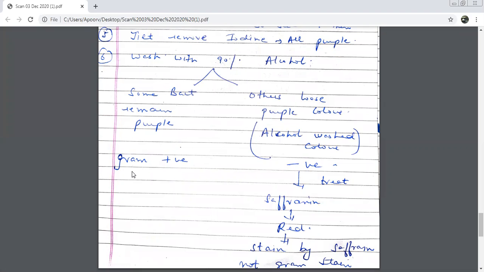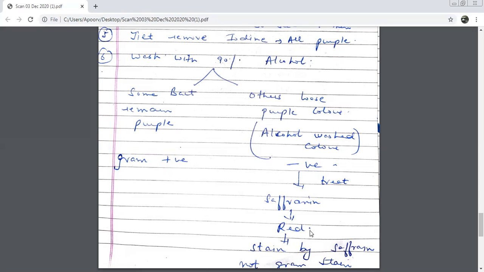What was the name of this person, Gram? We just read it. Hans Christian Gram. Excellent. And some of them will not remain purple after washing with alcohol. They will lose their color. So then you can treat them with another stain. Which is the other stain we have used? Safranin. And you'll get what color? Red.